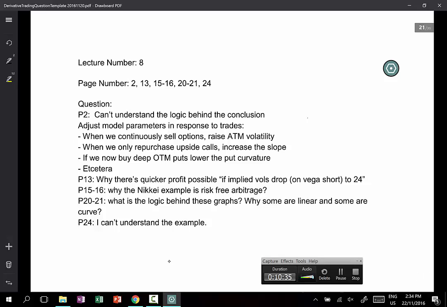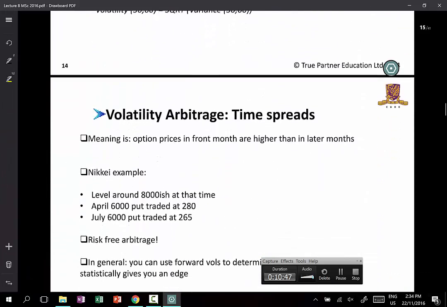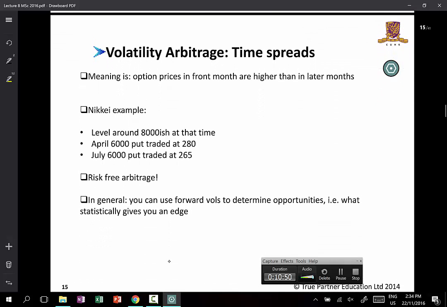Page 15 to 16. Why the Nikkei example is risk-free arbitrage. Okay, let's look at page 15 and 16. All right, now here we have two options where there's one from now to April, and that option is trading at 280. There is another option from now to July trading at 265.